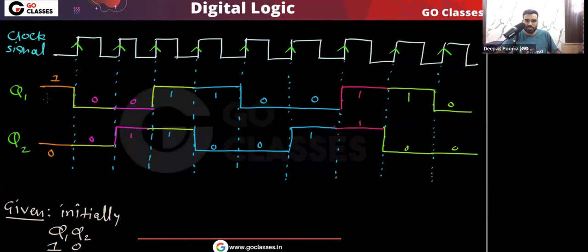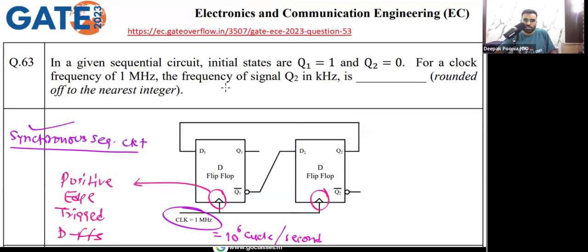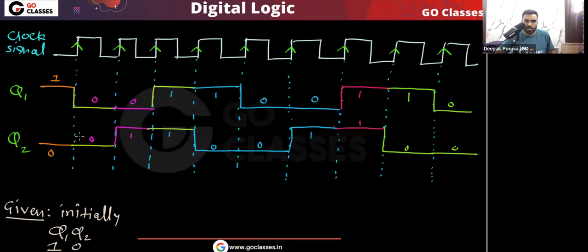Now you can easily find what is the frequency of this Q1 output and what is the frequency of Q2 output. Okay, yes or no? It's very easy now. Tell me what is the frequency of Q2 output, because this is what the question is asking. The question is asking the frequency of the Q2 output, Q2 signal. Okay, so let's see the frequency of Q2 signal.